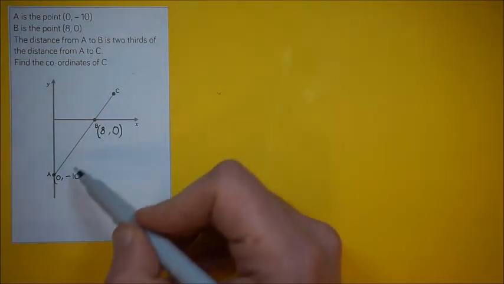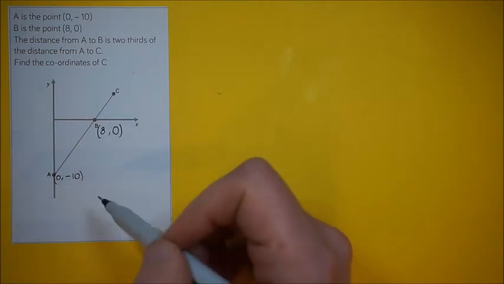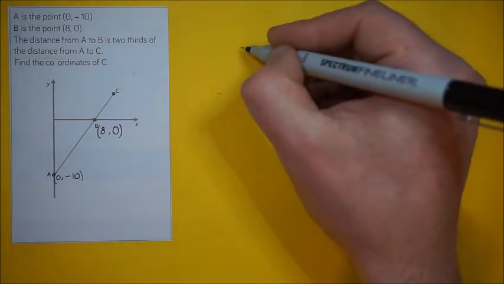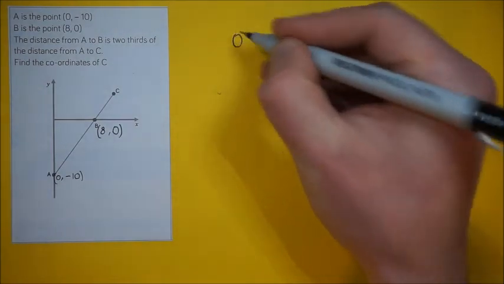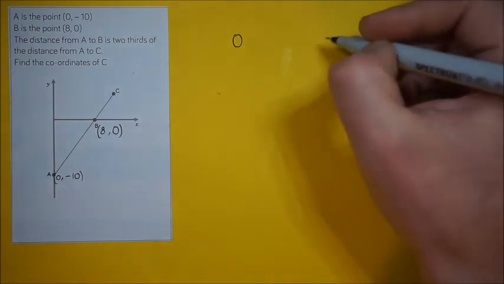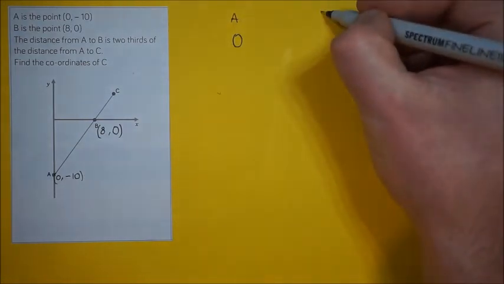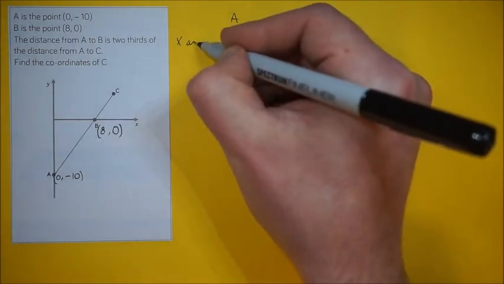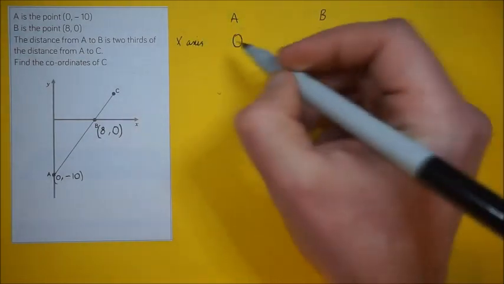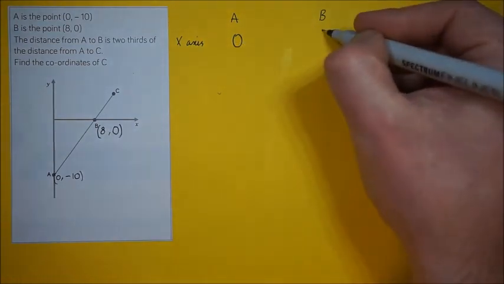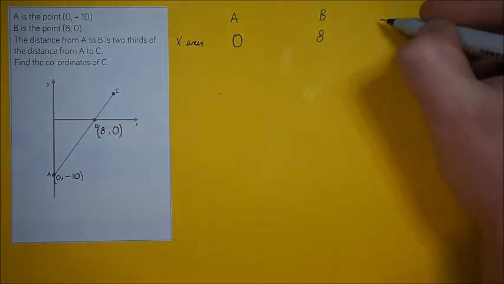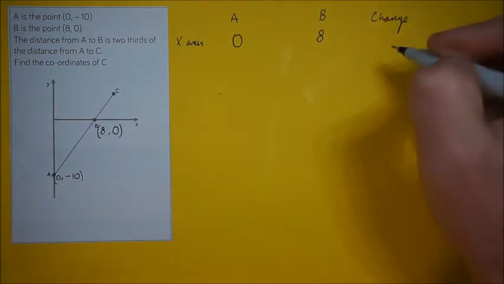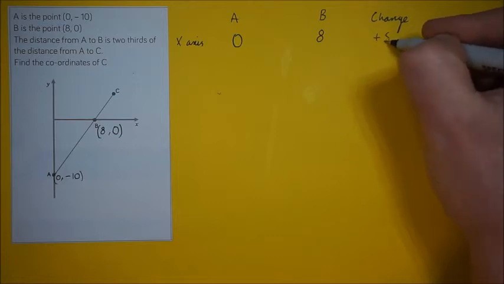So the first thing we're going to do is find out the difference between these, so what's happened to each coordinate as it's gone from A to B. So we start off at 0 at point A, and by point B on the x-axis, we start from 0, we end up at 8. So the change between A and B is plus 8.